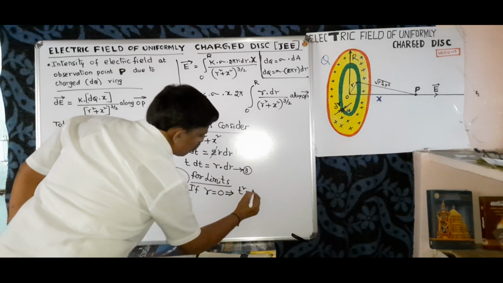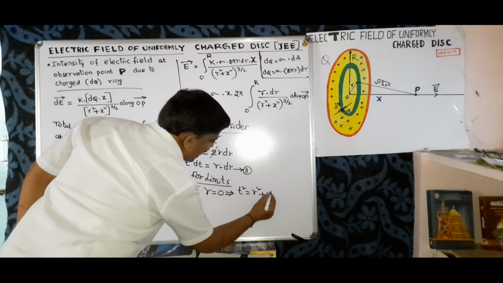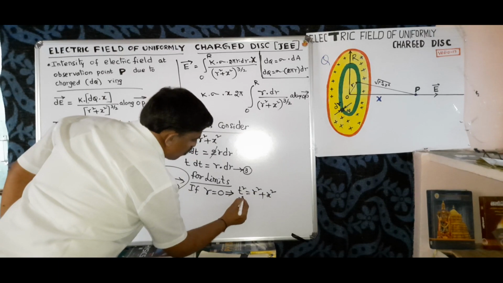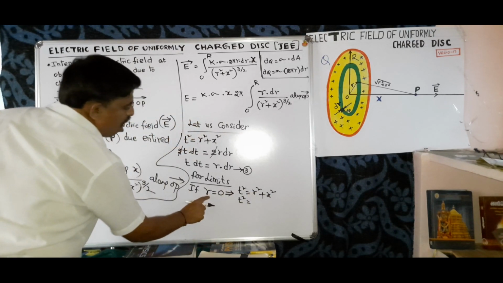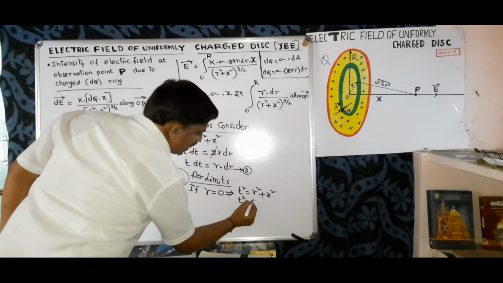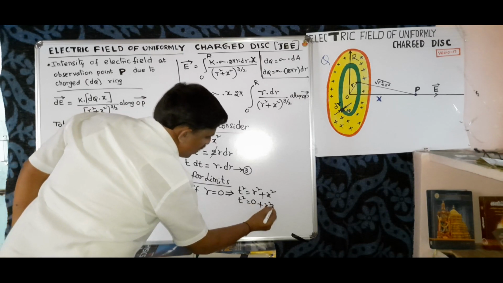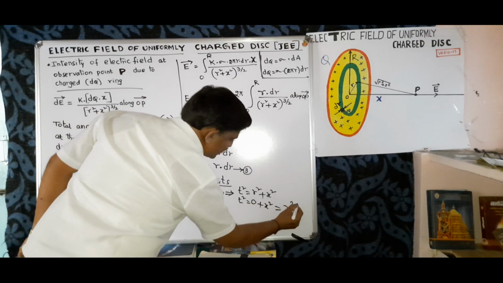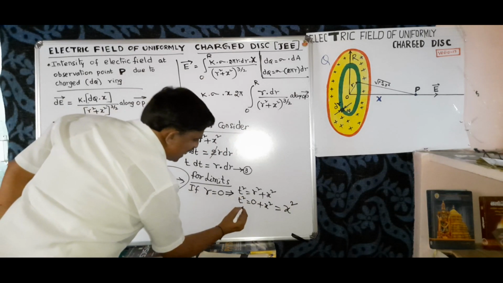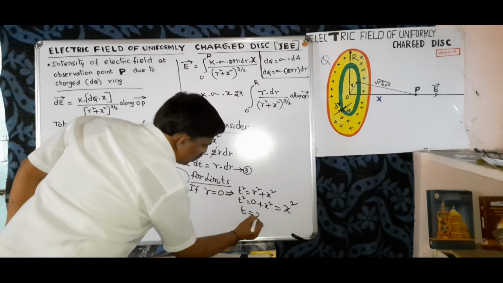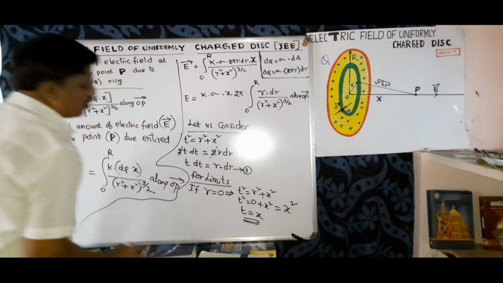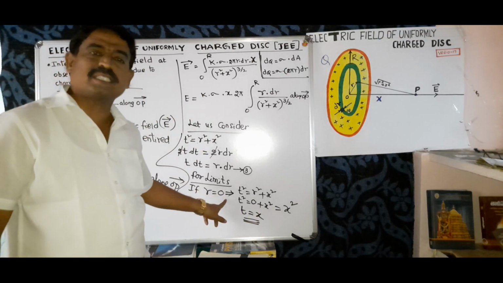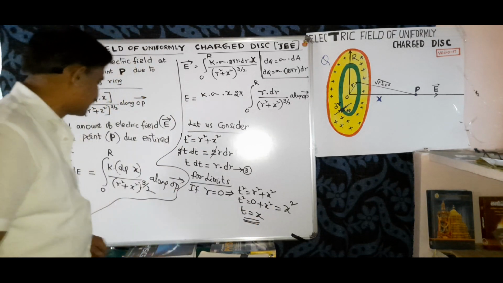T square is equal to R square plus X square. T square is equal to, R is 0, 0 square means 0, plus X square. That is nothing but X square. Square, square cancelled. T is equal to X. If R is equal to 0, T is equal to X.